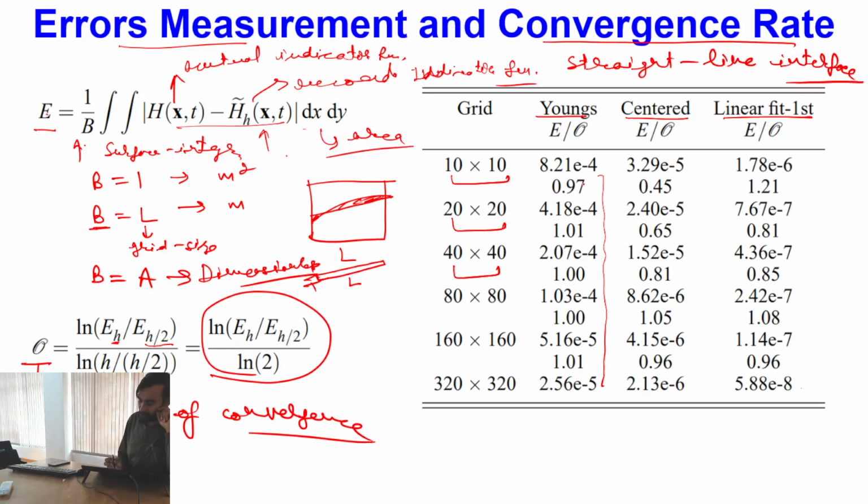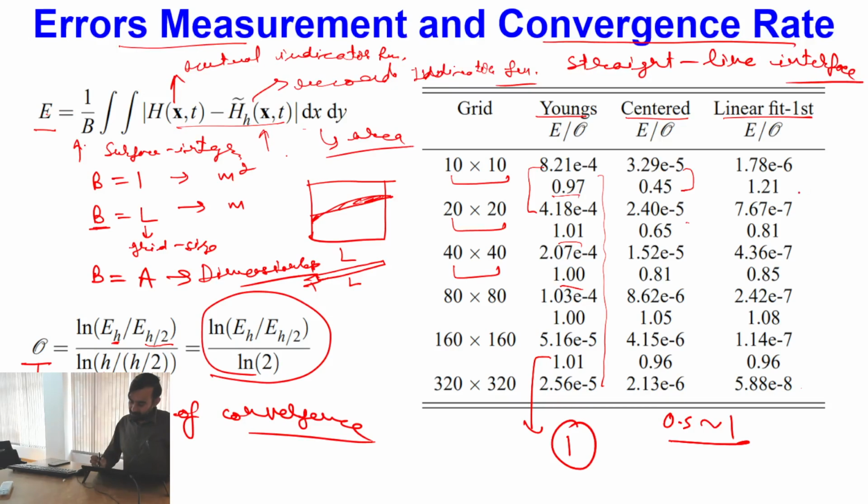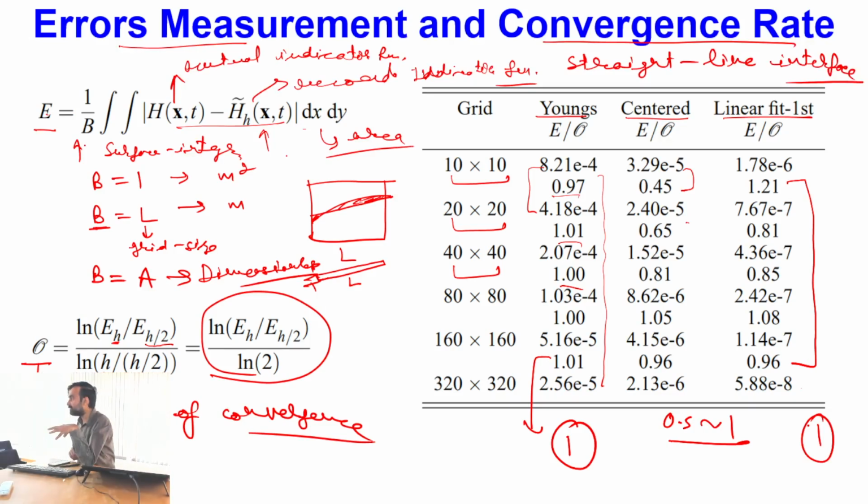Okay. And if you see the order of convergence between this grid and this grid, for Young's scheme it is almost 1. For the centered scheme, it starts from somewhere around 0.5 and then comes close to 1. Whereas for linear first fit, it is almost equal to 1. The higher the value of order of convergence, the faster we will be able to reduce the amount of error. Is this point clear? It means my solution will converge in fewer iterations.